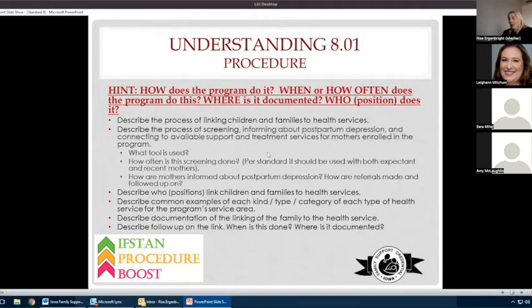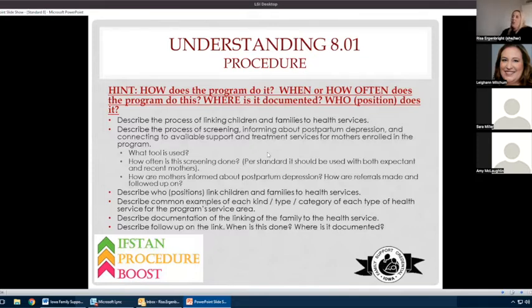How often is the screening done? Per the standard, it should be used with both. And we'll get into this, but the depression screening is for both 8.01 and 8.02, so it's going to be both expectant and recent mothers. You'll see that as we move into 8.02. And how are mothers informed about postpartum depression? How are referrals made? How are they followed up on?